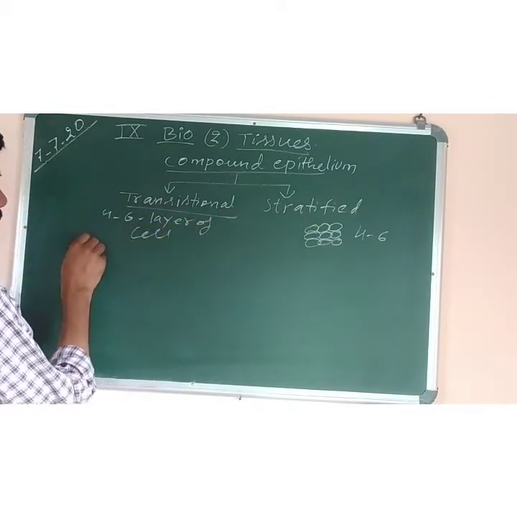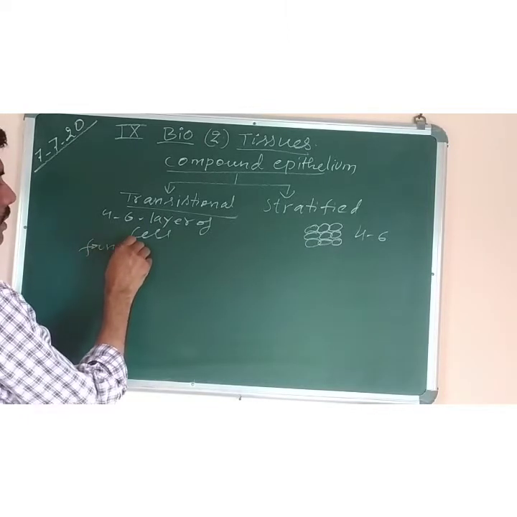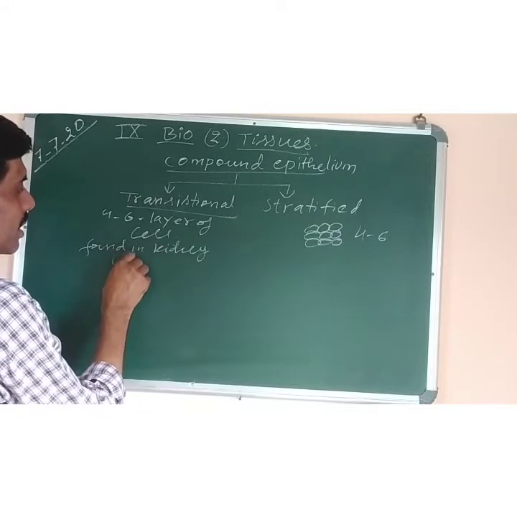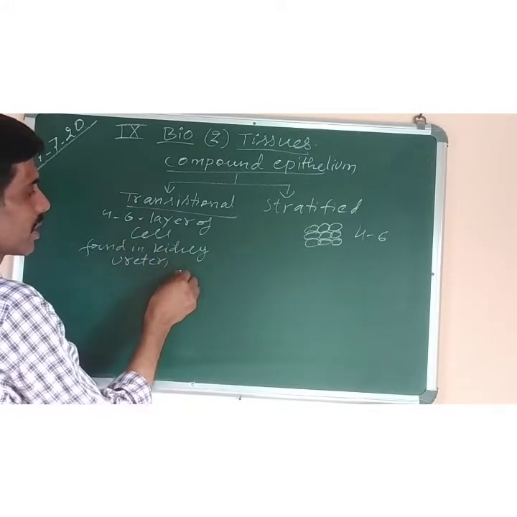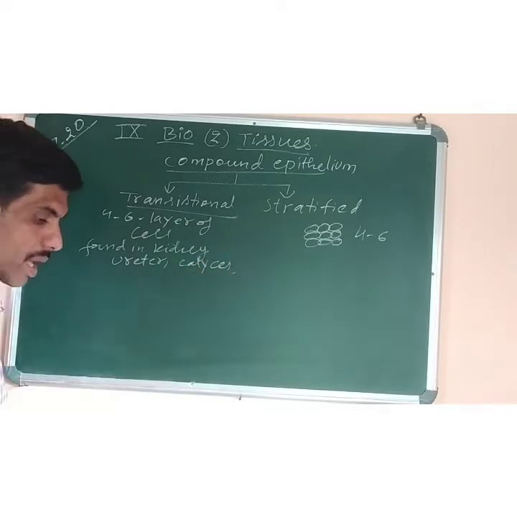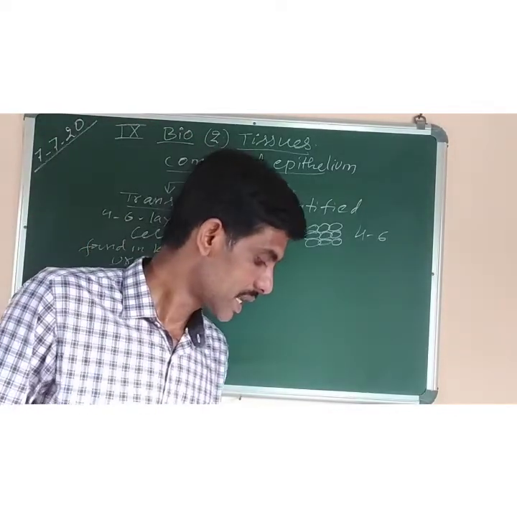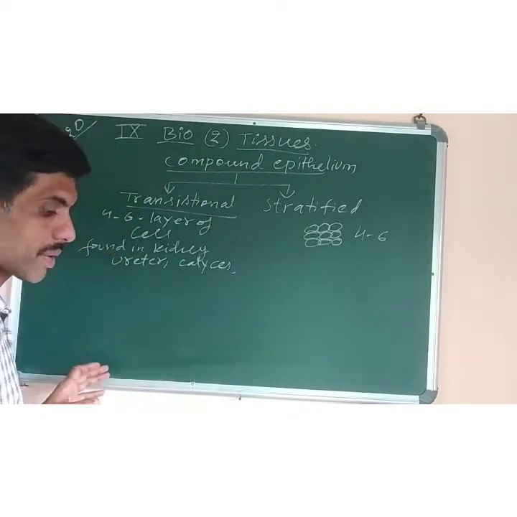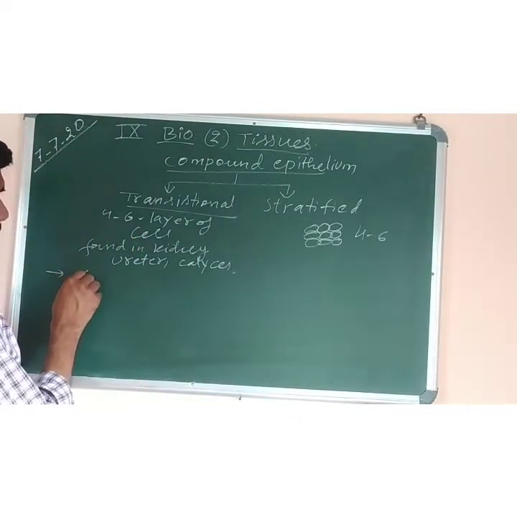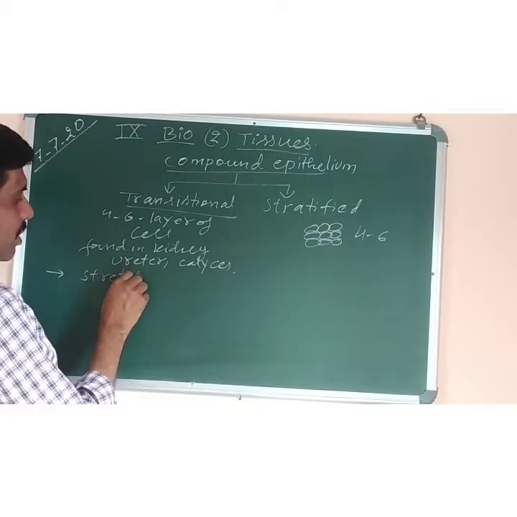Where is it found? Found in the kidney, that is the ureter, found in the calyces, renal calyces. Okay, and what is the function? Transitional epithelium of the urinary bladder can be stretched considerably.